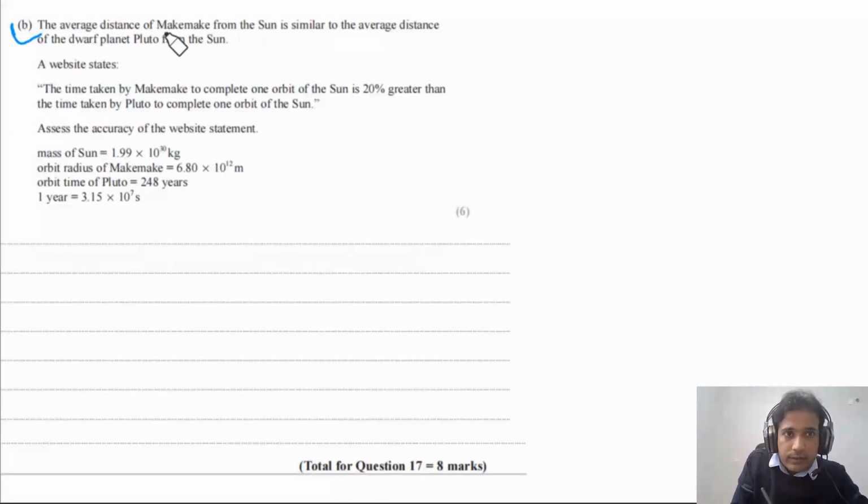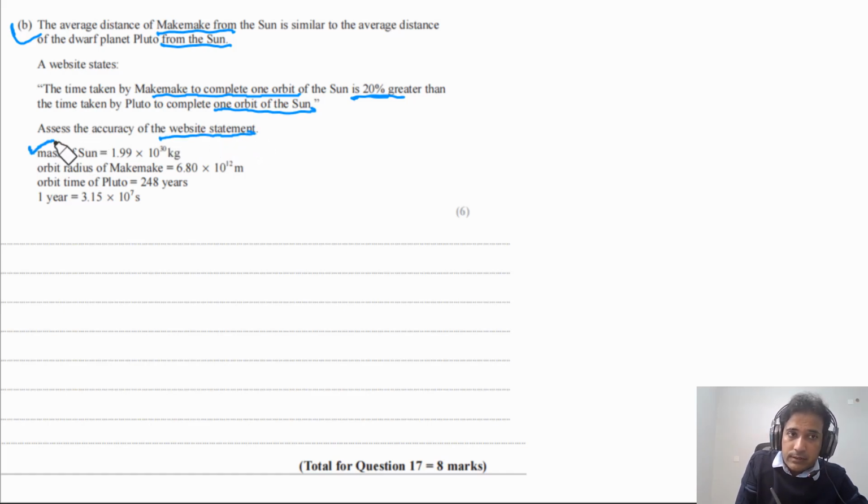Part B says the average distance of Makemake from the Sun is similar to the average distance of the planet Pluto from the Sun. A website states the time taken by Makemake to complete one orbit of the Sun is 20% greater than the time taken by Pluto to complete one orbit of the Sun. Assess the accuracy of the website statement. So we have the mass of the Sun given to us, the orbit radius of Makemake is given, and the orbit time of Pluto is given to us, and it is also given that 1 year is equal to 3.15 times 10 to the 7 seconds.